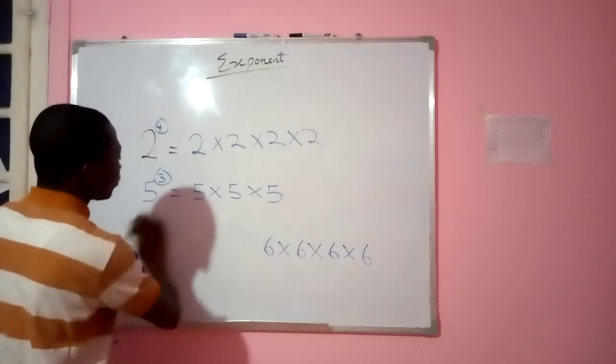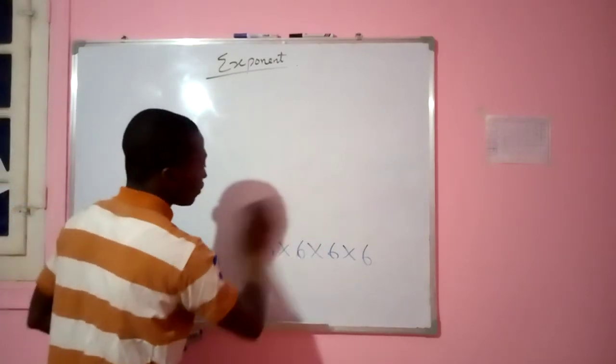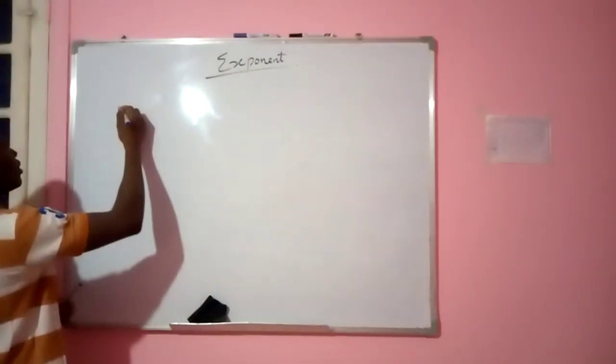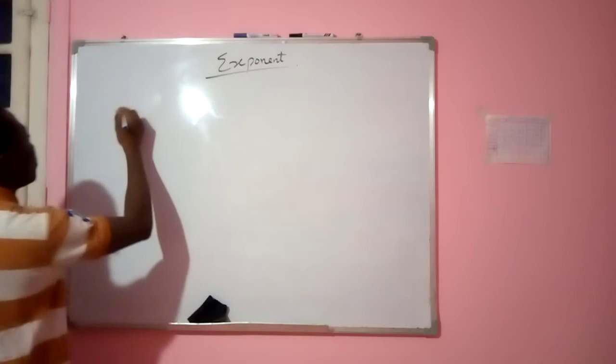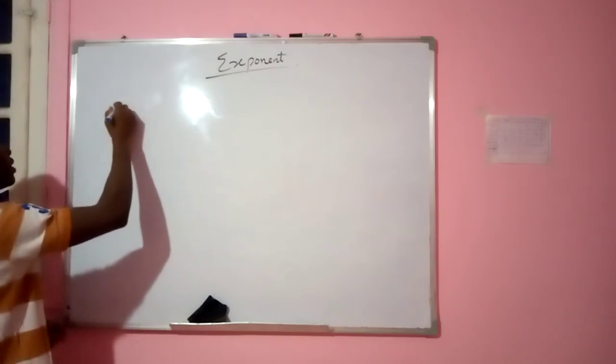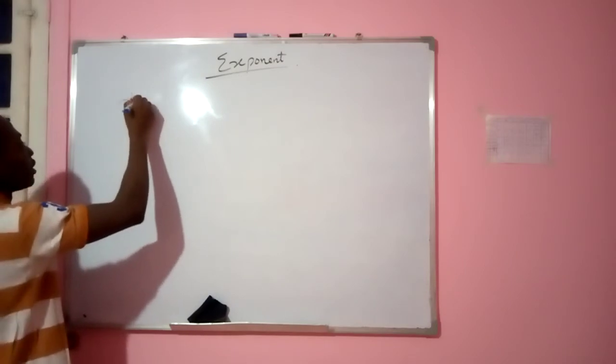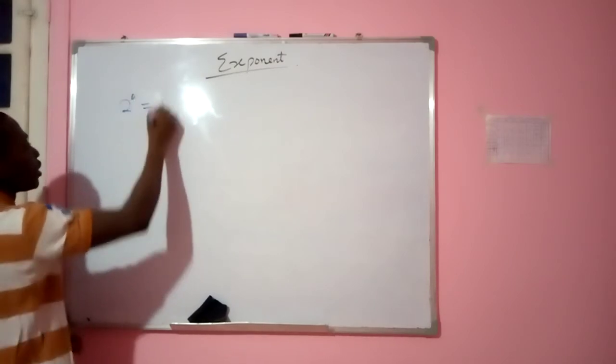Basically, I want to make this real quick. We have 2 basic rules of the exponent that I want to point out. The first one is any number raised to the power of 0. Any number raised to the power of 0 is equal to 1. 2 raised to the power of 0 equals 1.